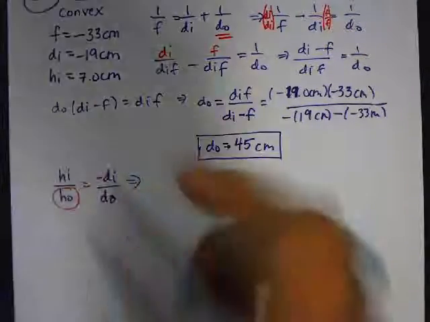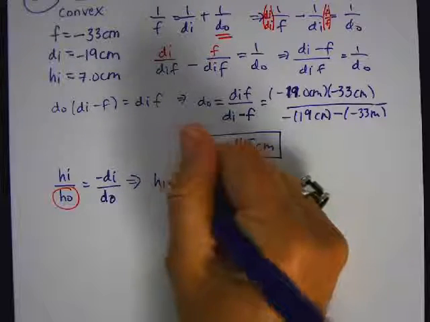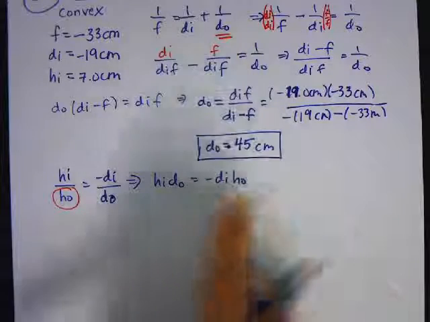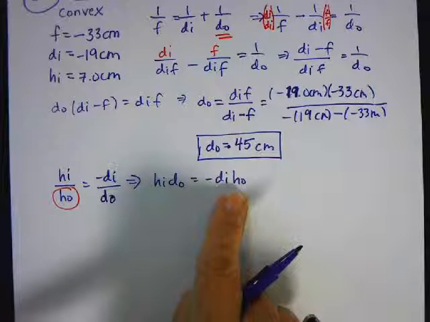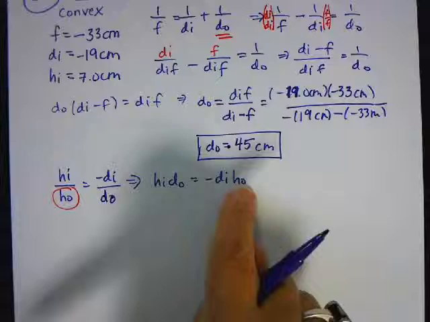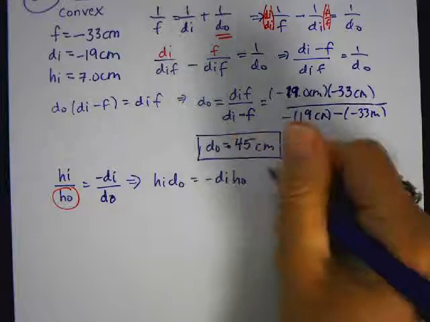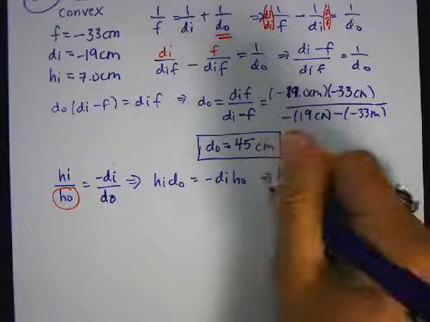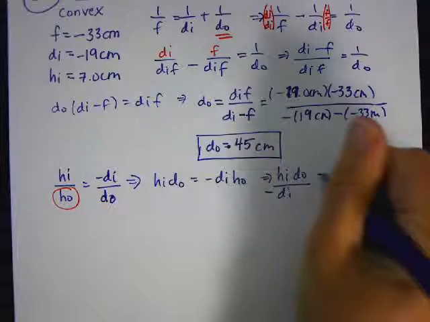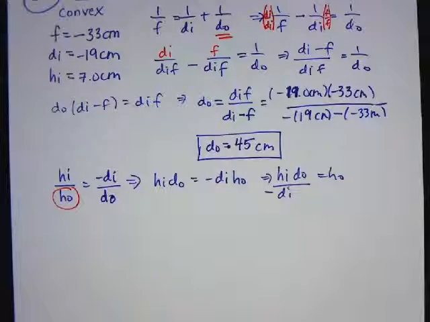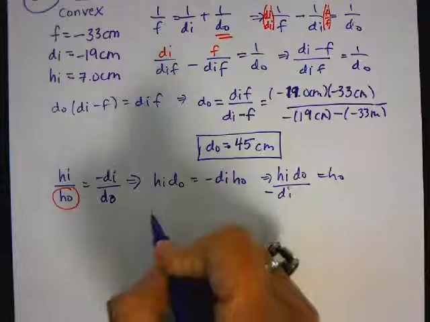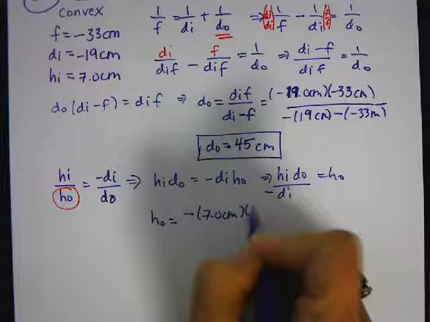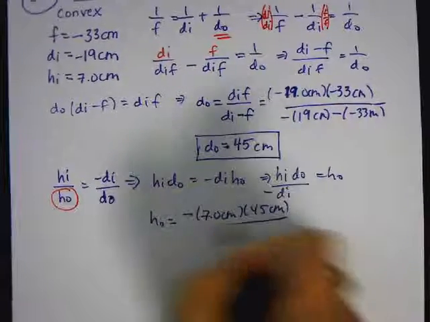When I cross multiply, I have HIDO is equal to negative DI HO. And I want the HO to be by itself, so I'm going to divide by negative DI. So I'm going to have HIDO over negative DI is equal to HO. Now I'm going to substitute in my values. So HO is equal to negative 7 times 45 divided by negative 19.